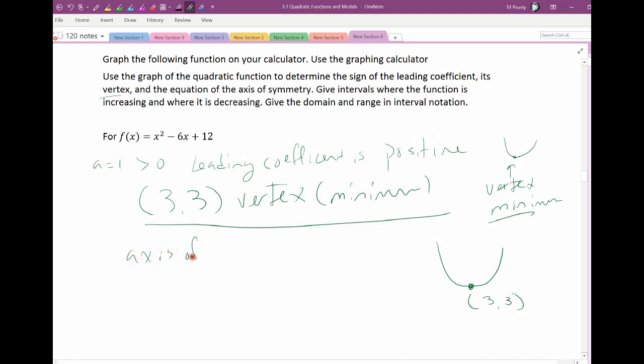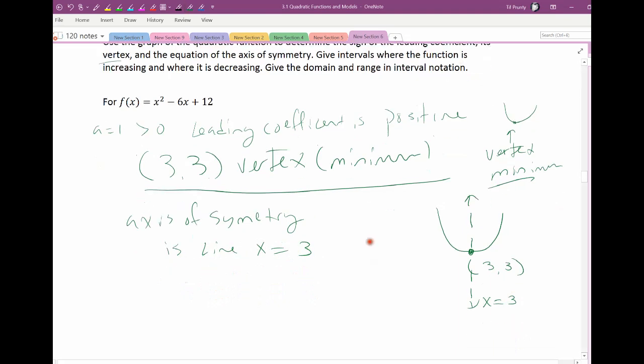Which then I can use to find my axis of symmetry. Well, that would be the vertical line that goes through my vertex. X equals is a vertical line. My x value is 3, and so the axis of symmetry is the line x equals 3. Alright, then where is it? So for equations, I make sure of the leading coefficient, find its vertex, its axis of symmetry. Where is it increasing and decreasing?